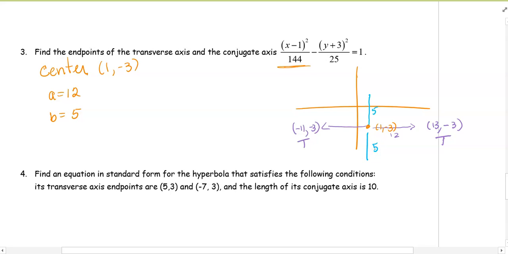Now my x changes, but my y does not. So I add, my y changes, my x does not. I'm not sure if I said that properly the first time. So x stays 1, and I have 5 plus negative 3, and I get 2. And then negative 3 minus 5, and I get negative 8. That's (1, negative 8). So these are the endpoints of my conjugate axes.